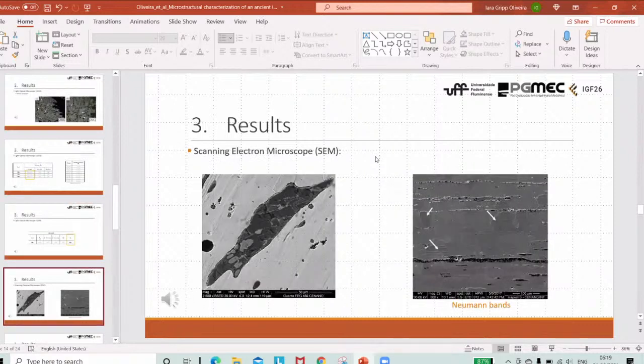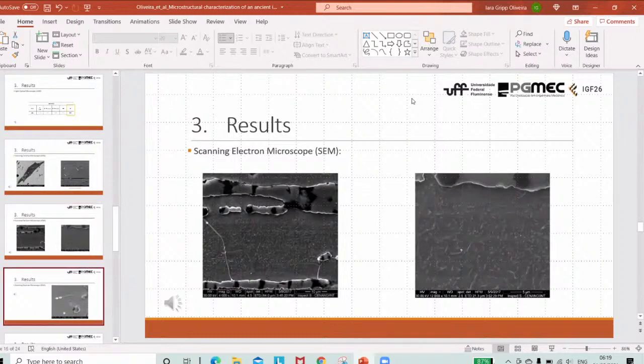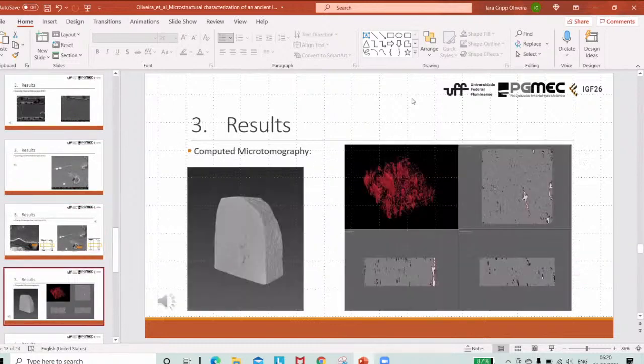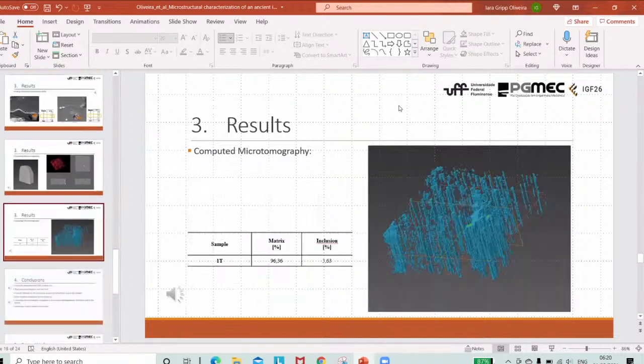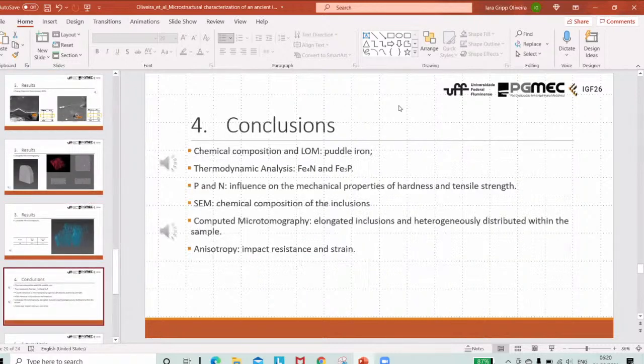Here we have more images of the slag inclusions, the grain size. We also have these characteristics of the Neumann bands on this material. More inclusions and fine precipitates inside the material. Here are the computer microtomography results. We can see the 3D shape of the samples that we use and the distribution of the inclusions inside of it. So let me go to the conclusions.